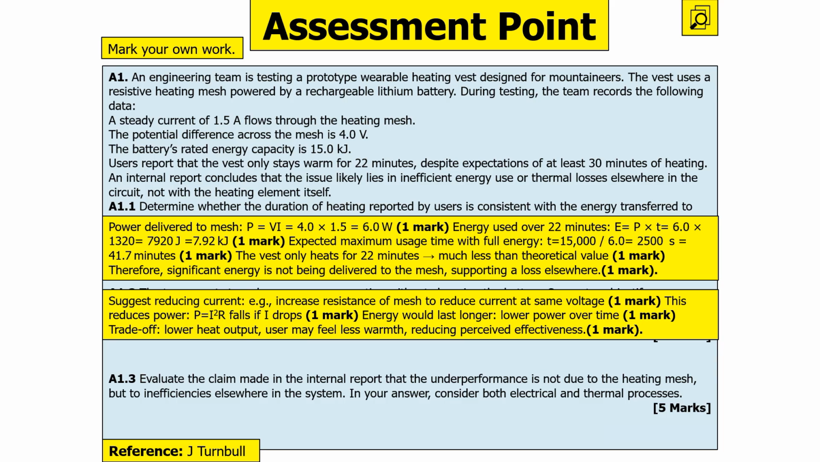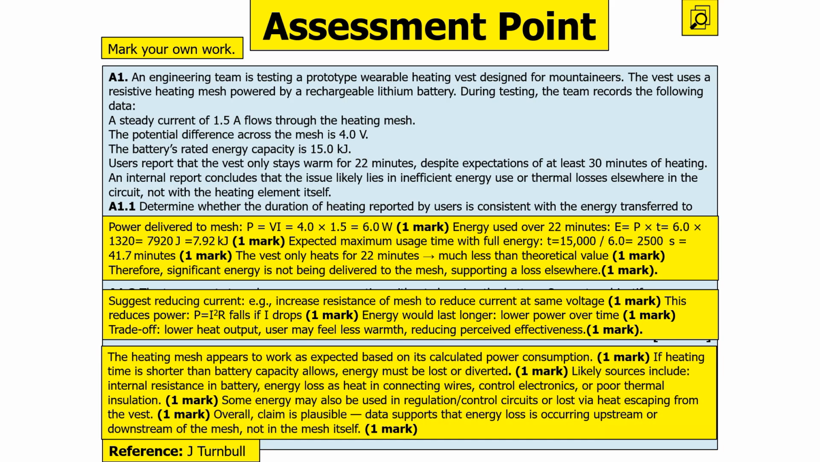Now in the final question, the heating mesh appears to work as expected based on its calculated power consumption. Now if the heating time is shorter than the battery capacity allows, energy must be being lost or diverted elsewhere. So the likely sources could include internal resistance in the battery, energy loss as heat in connecting wires, in the control electronics, or poor thermal insulation. Now some energy may also be lost in regulation or control circuits or lost via heat escaping from the vest. So overall, you can conclude that the claim itself is plausible. The data supports that the energy losses occurring upstream or downstream of the mesh, but not in the mesh itself.